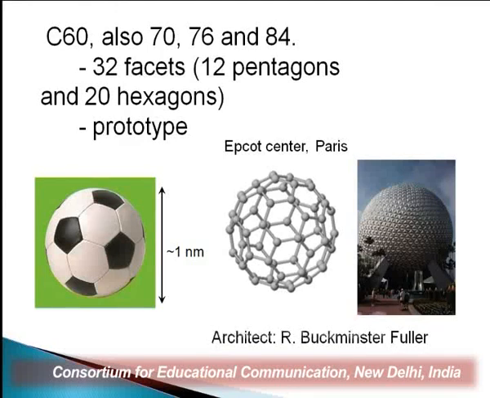On the right hand side we are seeing a ball that explains the structure of the Buckminster fullerene, which is C60. Its name is given on the basis of the architect R. Buckminster Fuller, who gave the structure of a soccer ball. Here we see its size is 1 nanometer, and Buckminster Fuller was the architect whose name is given to this Buckminster fullerene because of its architecture.